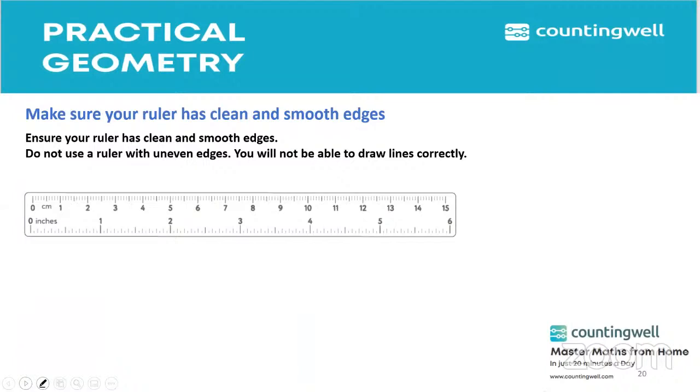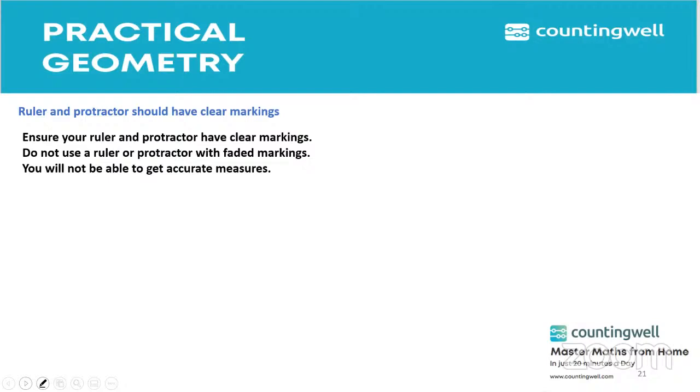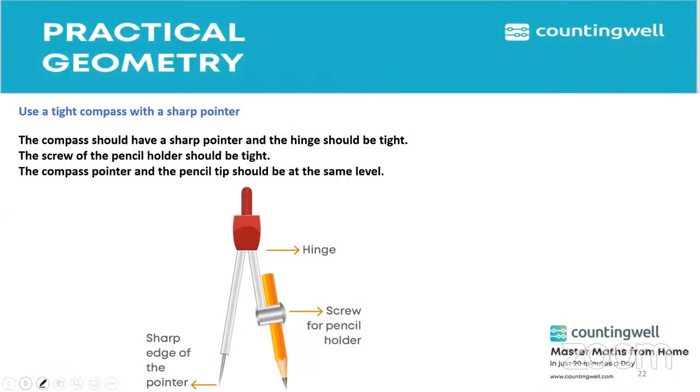Then you have to make sure that your ruler has clean and smooth edges, and there are no cracks or uneven edges. Otherwise, you will not be able to draw lines correctly. You may get a crooked line or slant lines. Next, always remember that the ruler or protractor that you use has clear markings, not faded markings. Otherwise, you will not get accurate measures of line segments or angles.